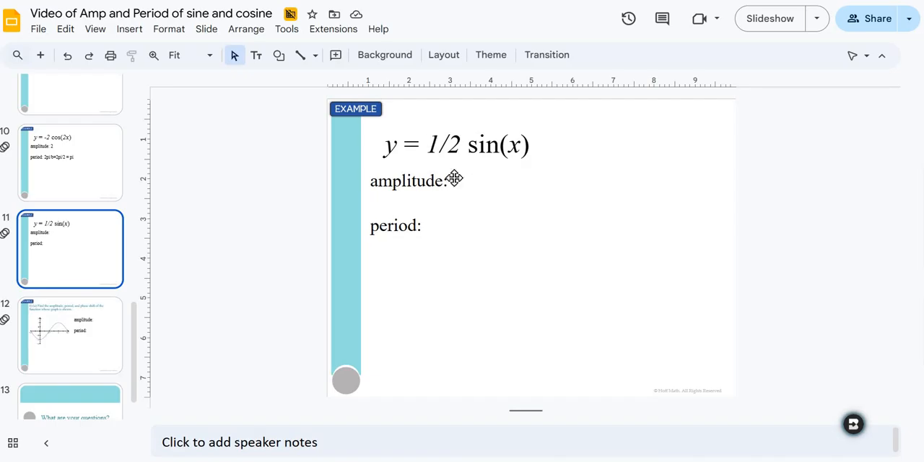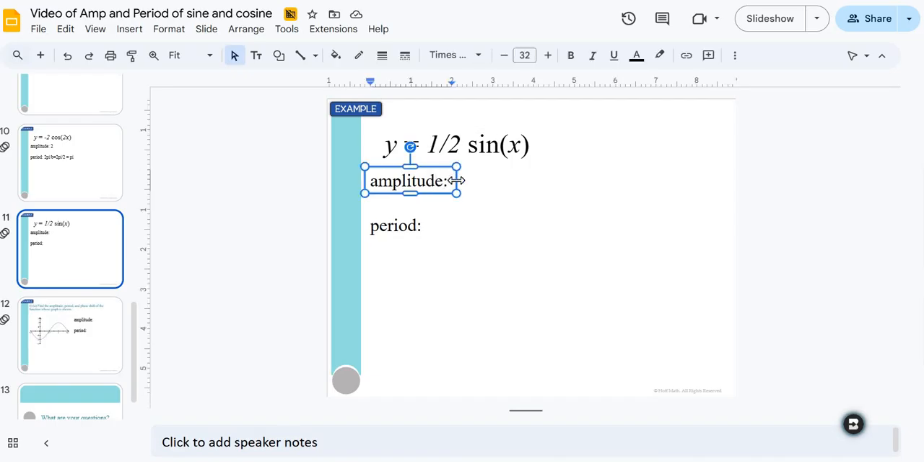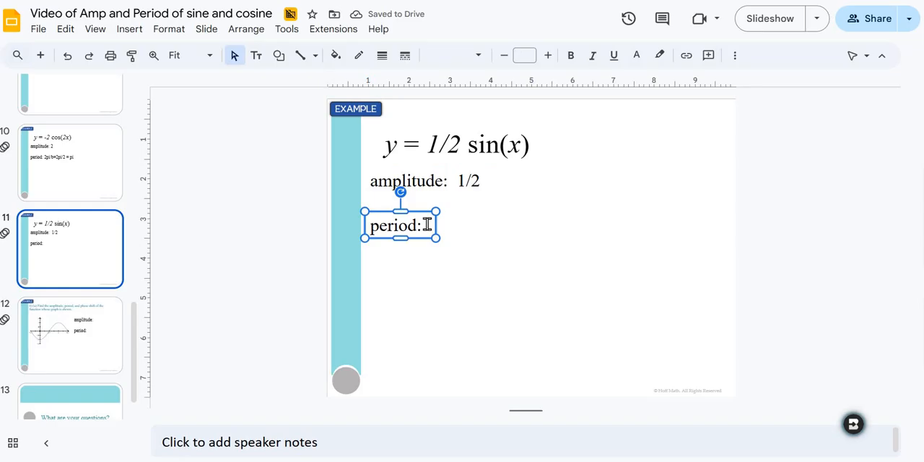Then on our next one, again, notice that I can have fractions in front, so that's fine. So our amplitude this time is going to be that number in front, which is 1/2. And since I don't have a b value this time, my period is still just 2 pi.